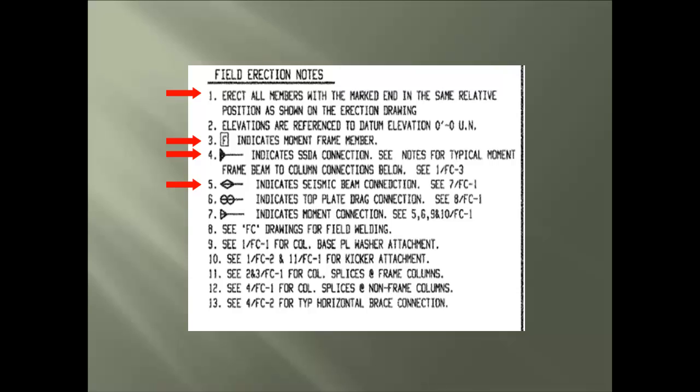Next arrow at number 5 shows a seismic beam connection symbol. After that, the arrow is at the top plate drag connection symbol. With the last arrow revealing the moment connection symbol. And lastly, we see a series of numbered items asking to view other sheets for information on items such as the field welding, base plate washers, column splices, and brace connections.